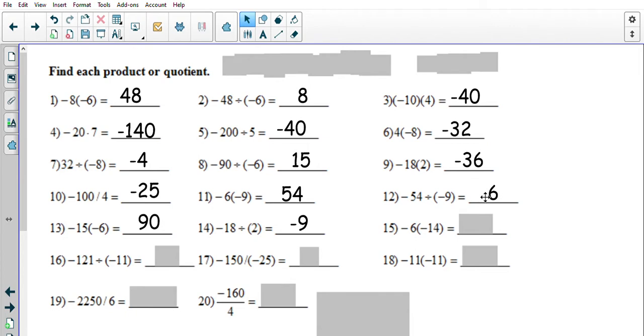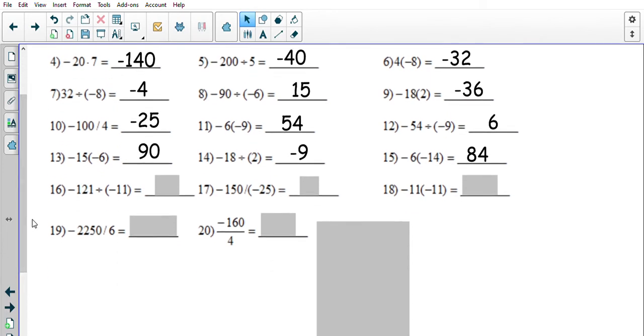Number 15, this is one that might be tricky to do mentally. Negative 6 times negative 14, signs are the same. My answer will be positive, and 14 times 6 is 84. Again, if you have to show work off to the side, feel free to do that. That's okay. Number 16, negative 121 divided by negative 11. Signs are the same. My answer will be positive. 121 divided by 11 will be 11.